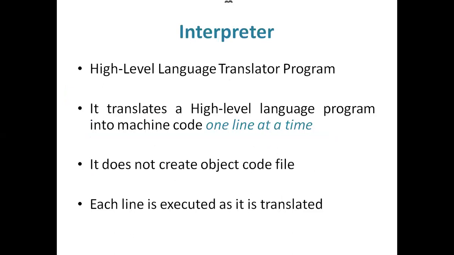The third type of translator is the interpreter. The interpreter is also a high-level language translator program, but it is different from the compiler because it translates the high-level language program into machine code one line at a time. It translates one line and then executes it, then translates the second line and then executes it. So it does not create an object code file. It translates the source code into object code but does not separately create a file. Each line is executed as it is translated.